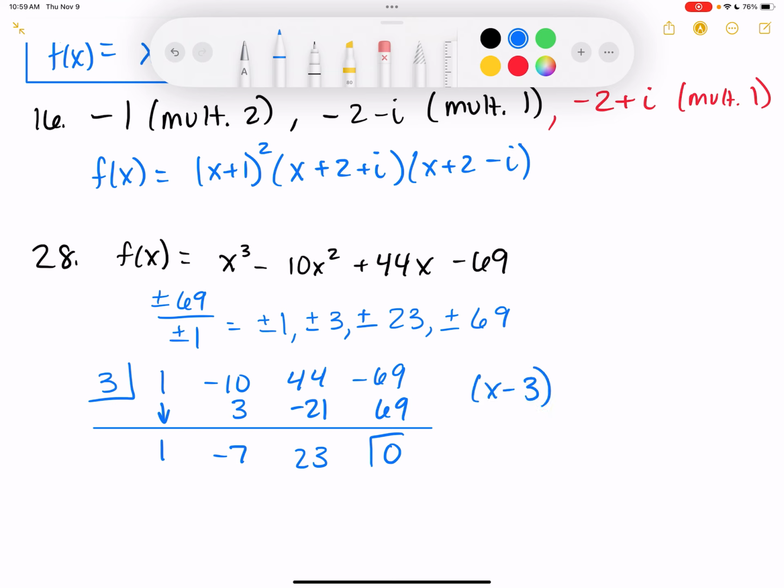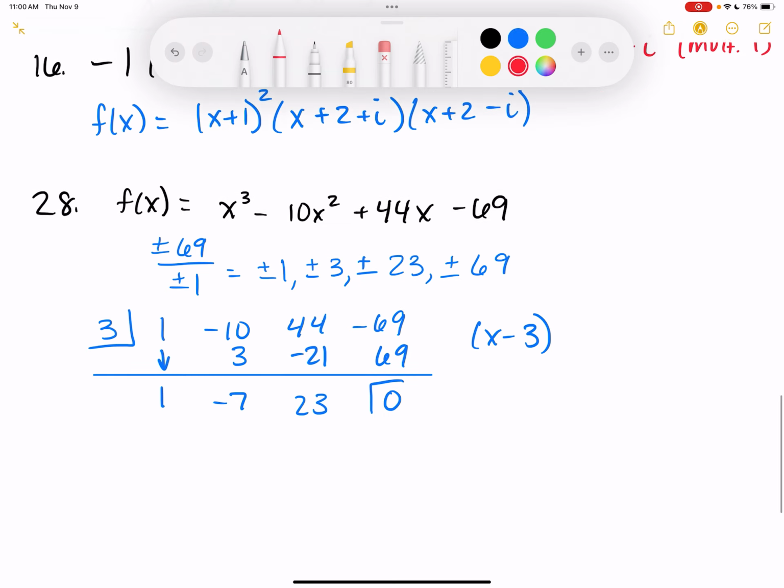So when I write my linear factorization, this is going to be one of them. I like to write it off to the side so I already have it ready when I'm all said and done. This was a cubed term, so now this is squared: x squared minus 7x plus 23. At this point, I always want to see if I can factor it, but the only factors of 23 are 1 and 23. So I can't factor it.